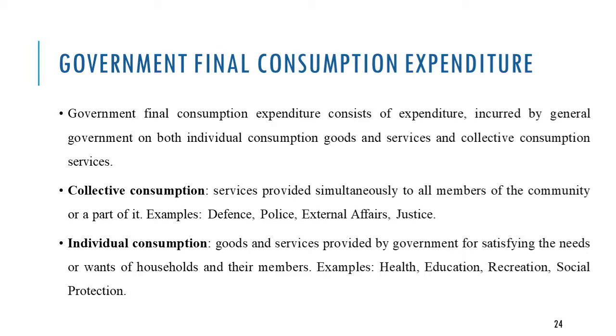And the individual consumption goods and services are the goods and services provided by the government whose real consumer is identifiable and the ultimate benefit of which falls to households and their members. For example, health, education, recreation, and social protection.